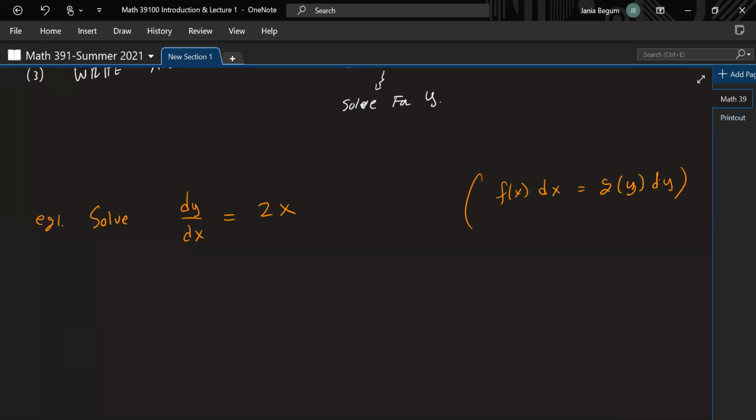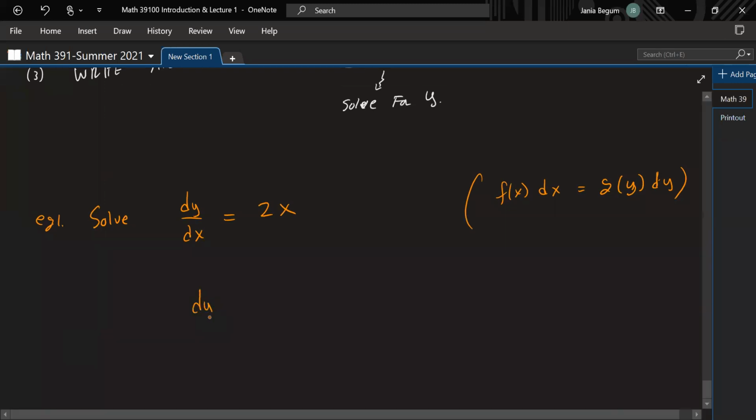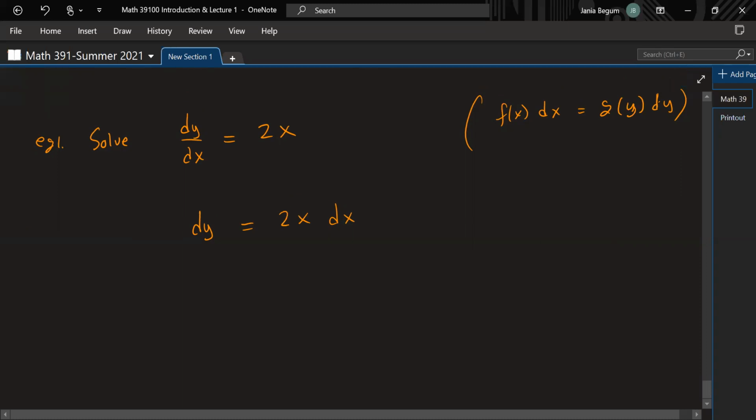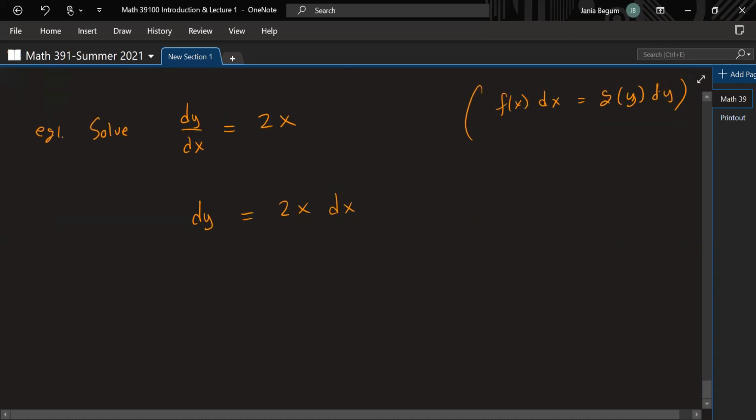So I can multiply both sides by dx, right? So I have dy is equal to 2x dx. So that's separated. Do you see that it is separated? The method of separation of variables is applicable to this equation. So here I have a function of y, and here I have a function of x, tagged with its differentials.